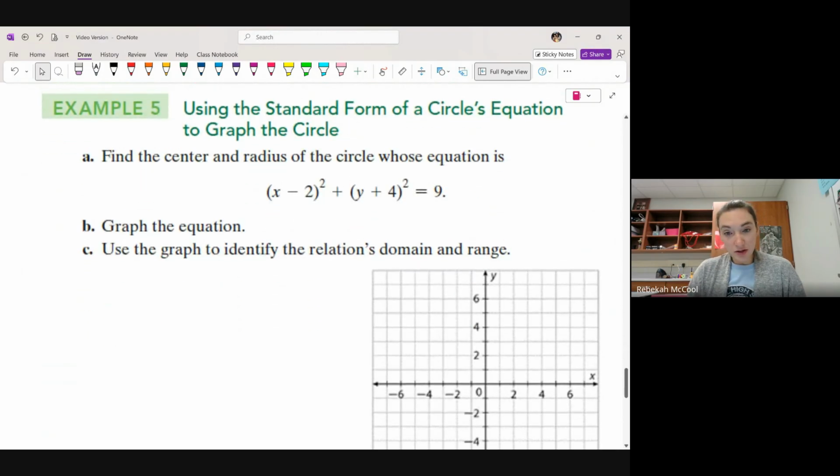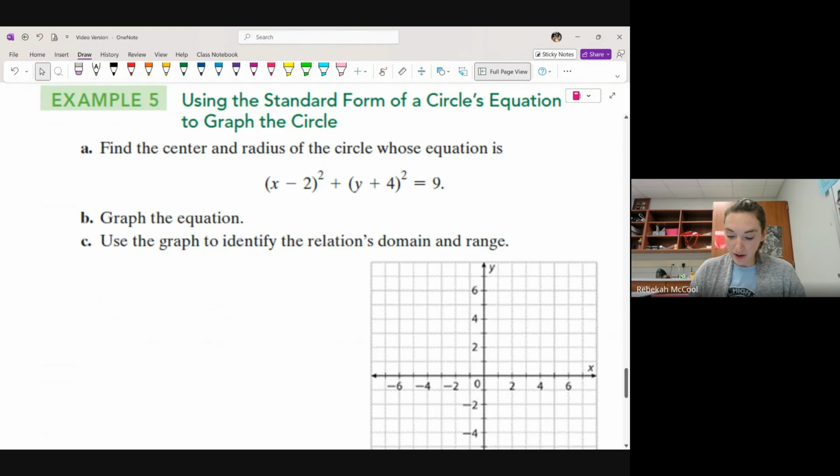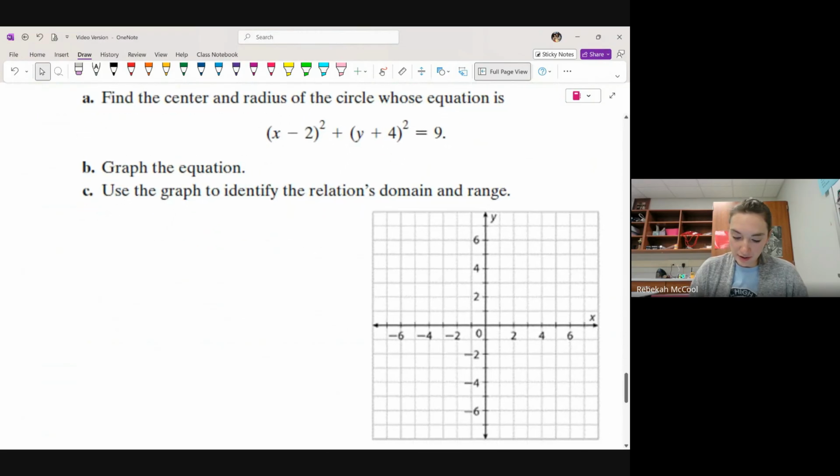So working backwards, let's say we have the equation, we want to find the center and the radius. So we've got the quantity x minus 2 squared plus the quantity y plus 4 squared being equal to 9. So our center, again, we're going to take the opposite sign of what's in our parentheses. So if it's x minus 2, our x coordinate is a positive 2. And since it's y plus 4, our y coordinate would be a negative 4. Our radius, we're going to take the square root of 9 to get 3.